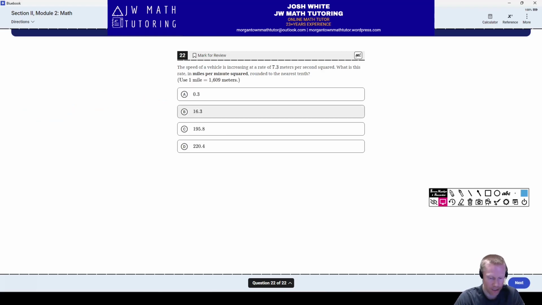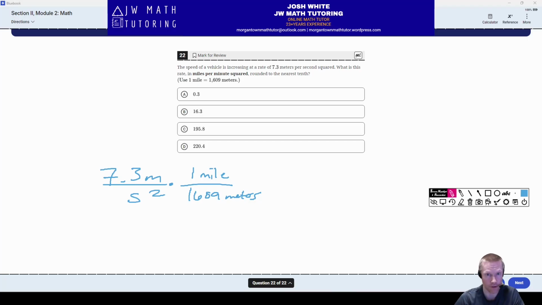All right, last question. Here we have a unit conversion question. So we are starting off with 7.3 meters per second squared, and we're converting this to miles per minute squared. So we have to first convert the meters to miles by using the conversion factor that they give us. So we're going to put meters on the bottom and miles on top because we want to get miles per minute as our final answer. So meters will cancel out.